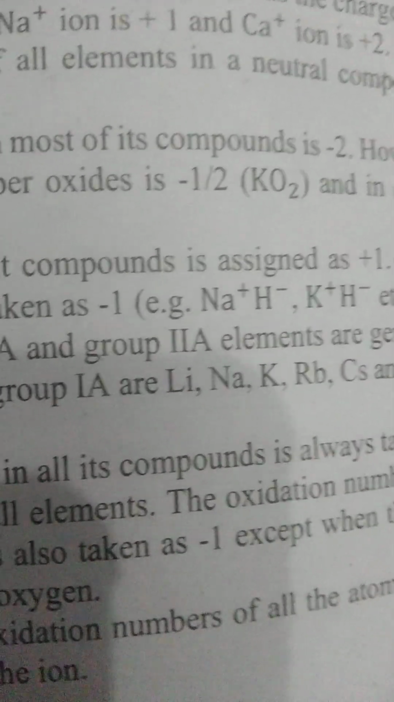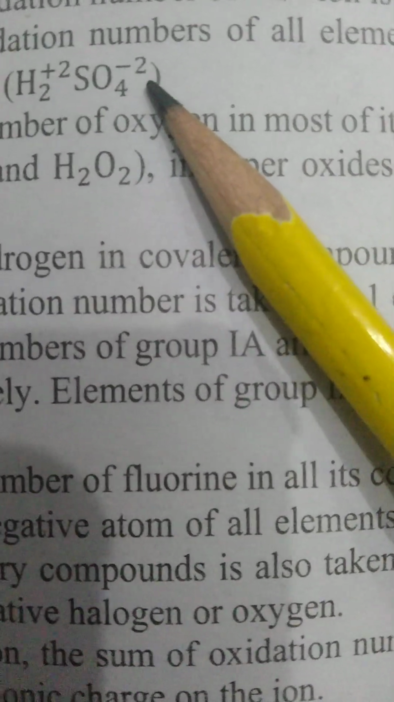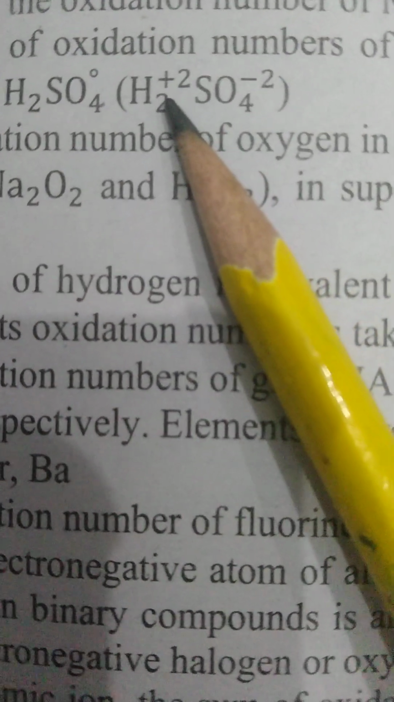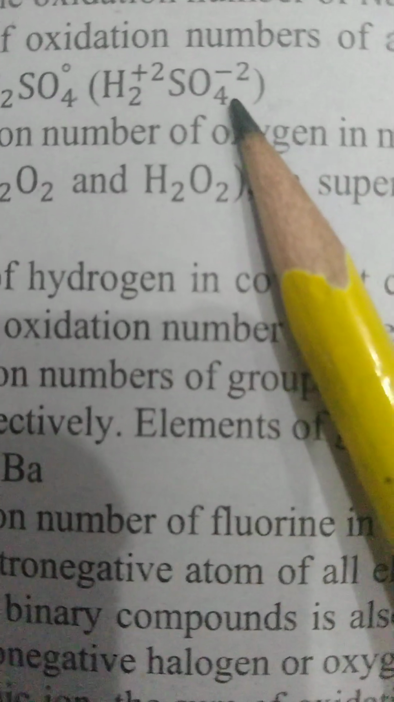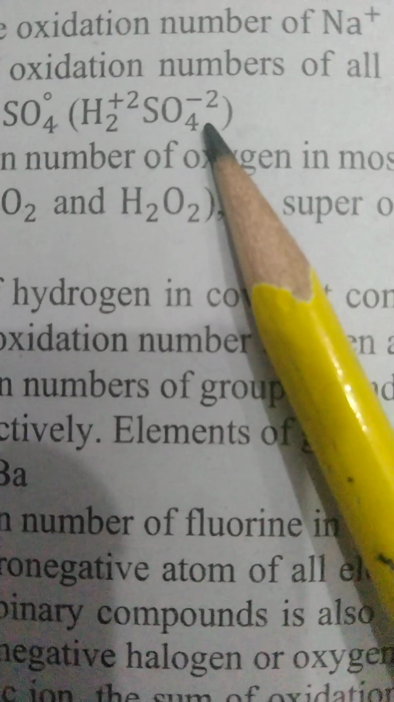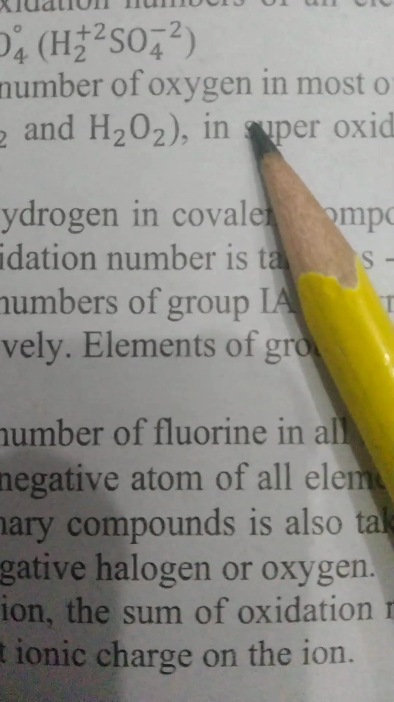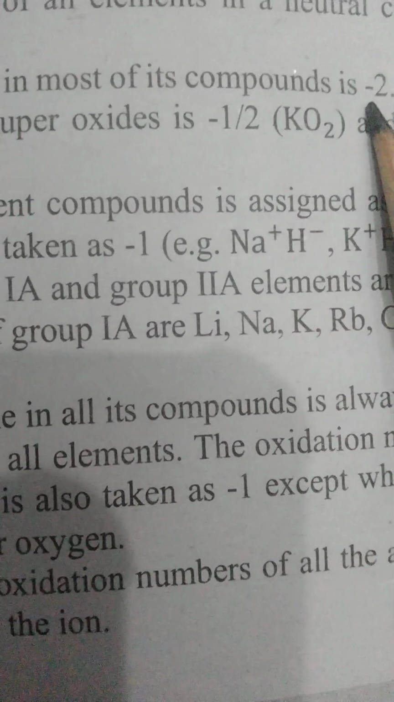How will you say that? It is simple, easy to understand. Here is H2SO4. You know that oxygen is -2. But what about the hydrogen? Whenever these combine, here is a positive charge, here is a negative charge, so they make a neutral compound, and as I already told you, a neutral compound has 0 charge. Then what about the oxidation number of oxygen? You know that oxygen is simply -2.